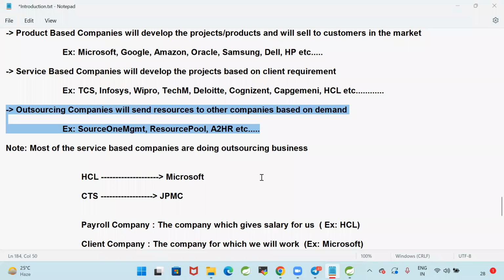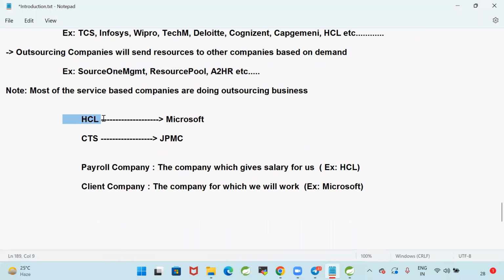So same thing. Companies are going to recruit the people. HCL company will do the recruitment. Based on the demand, HCL will give the employees to Microsoft. Cognizant will recruit the people. Based on the demand, Cognizant will give the employees to JP Morgan. So like that. In my company also, HCL employees are available, Cognizant employees are available, Capgemini employees are available. 3 different companies' employees are working for my project.